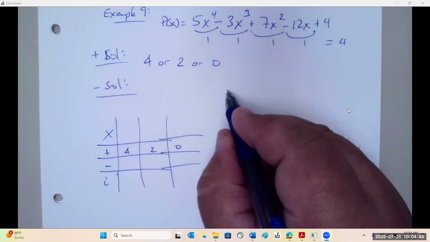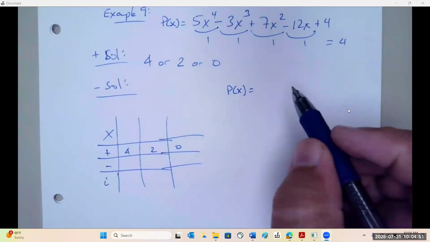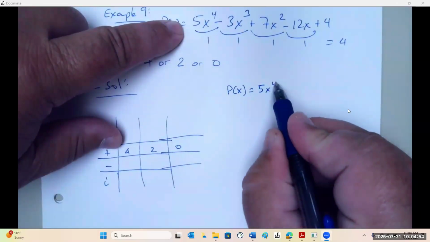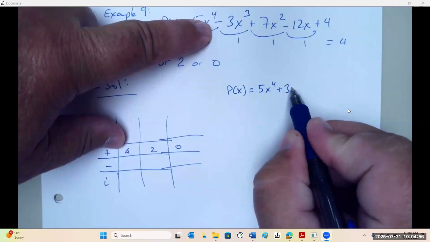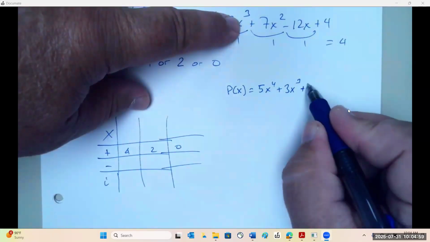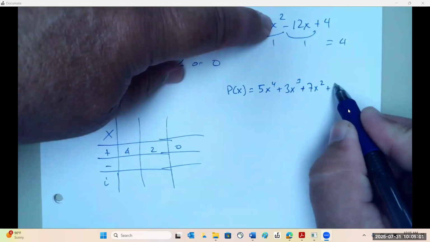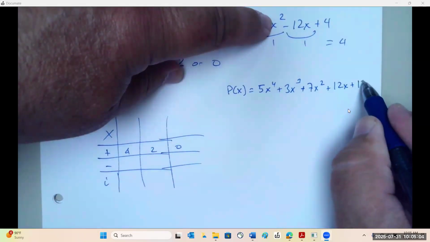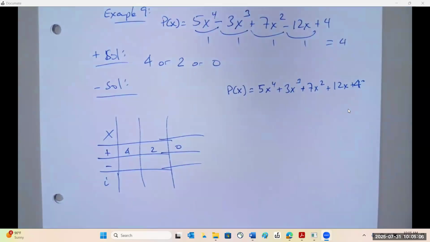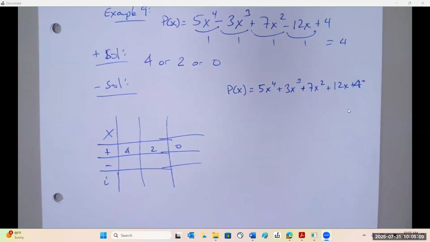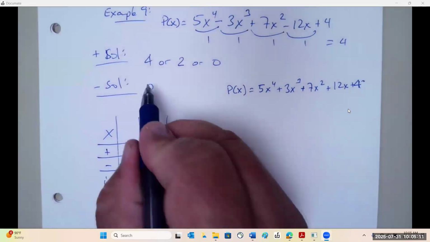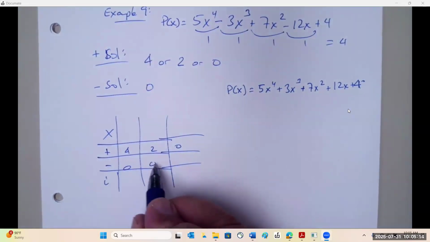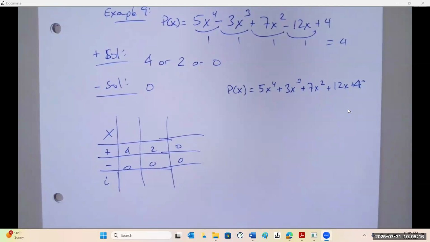How many negatives do we have? So that one doesn't change. That one changes. That one doesn't change. That one changes. So any sign changes for negatives? No sign changes, so there's no negatives. So what does that do with our answers? With the rational zeros, we don't have to try any negatives. All we have to do is try positives. So we've cut them in half.